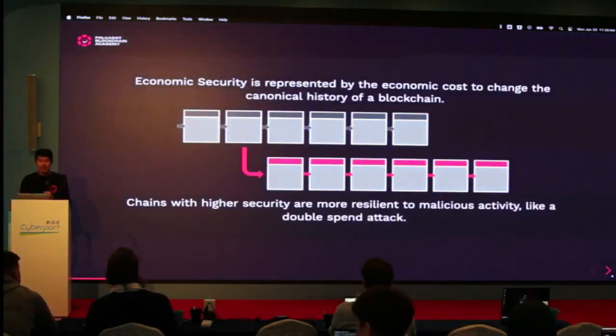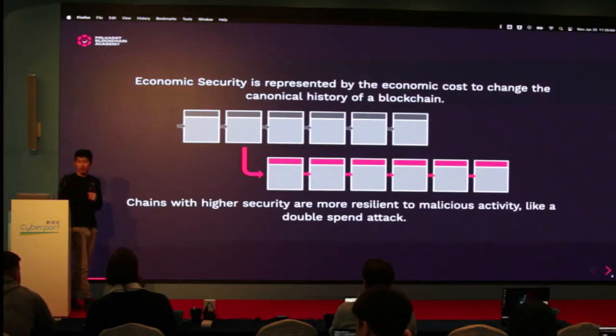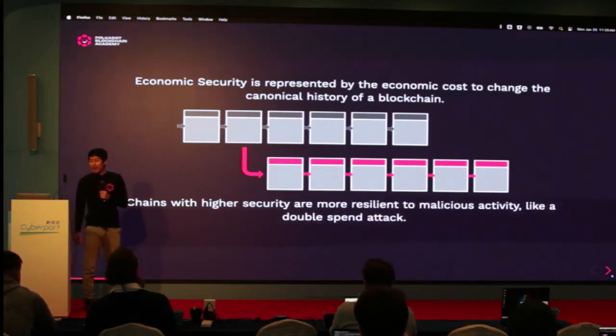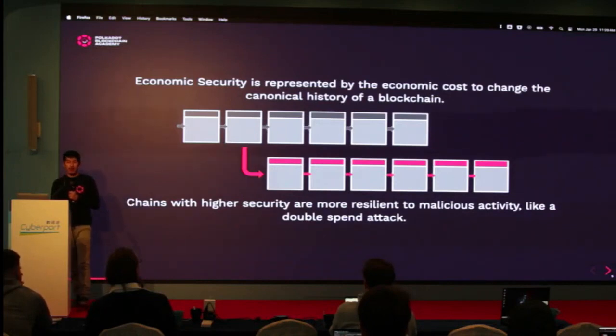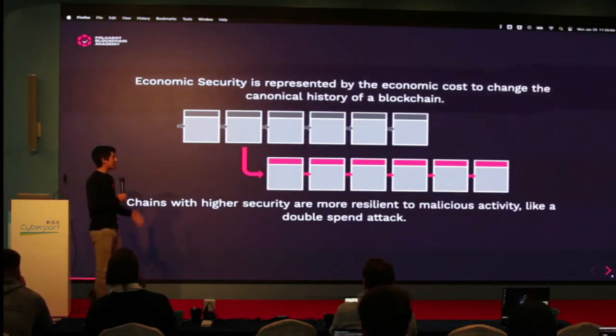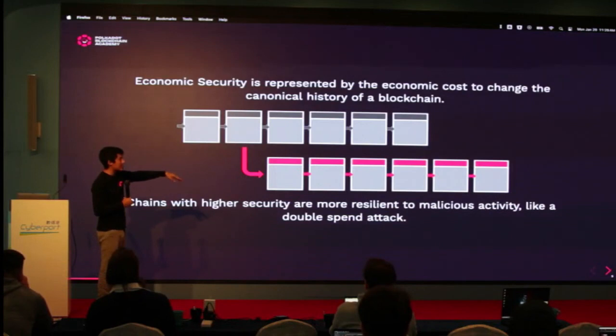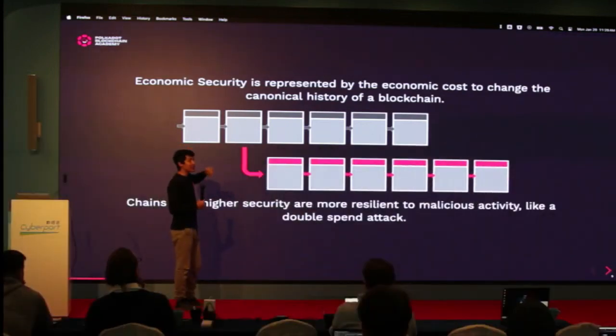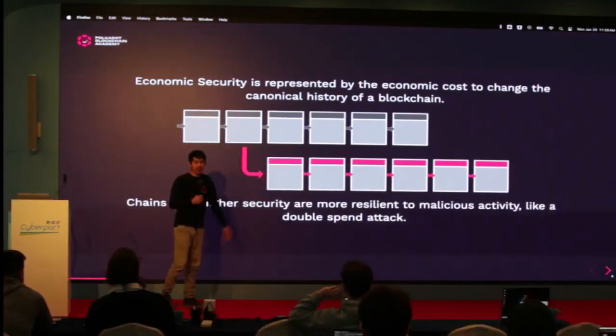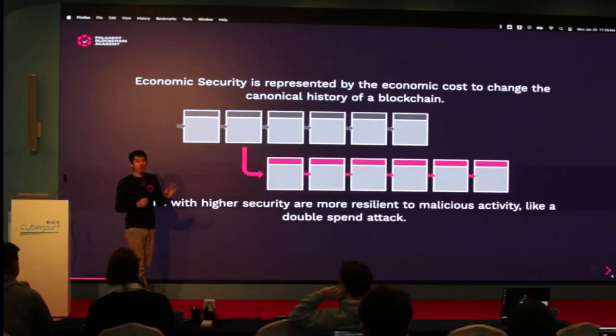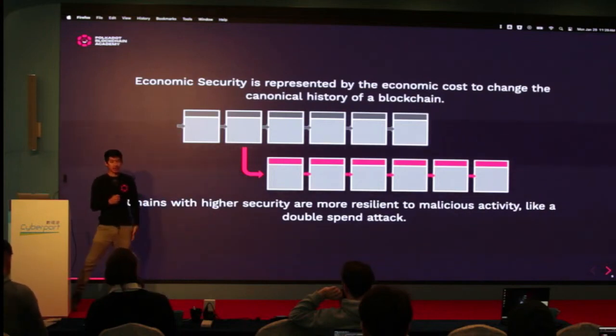Economic security is represented by the economic cost to change the canonical history of a blockchain. A chain with higher security is more resilient to malicious activity like a double spend attack. So there is always the ability to fork chains and create differences. Economic security is about how much it costs if you wanted to maliciously fork a chain and cause some problems at that level. That is what economic security is. How much does it cost to do this kind of attack?